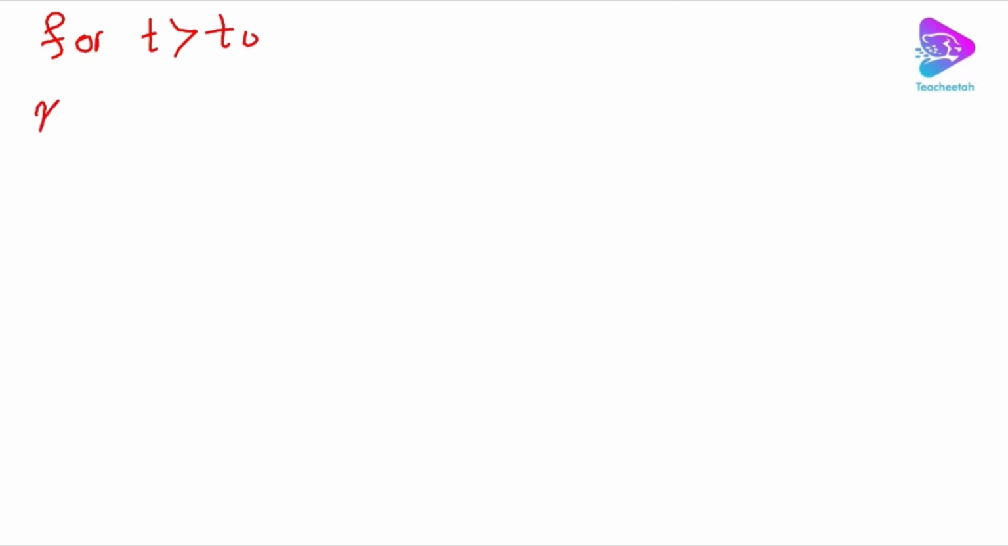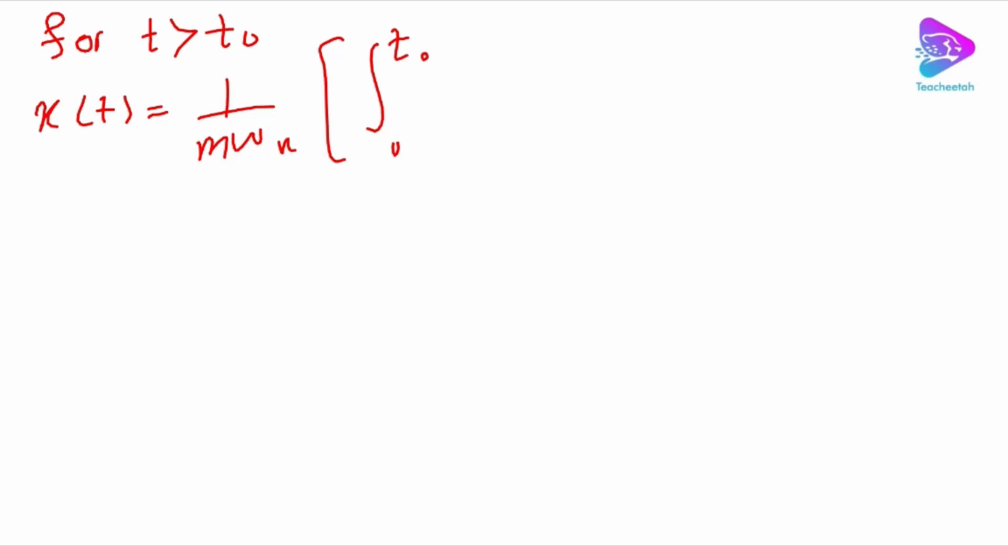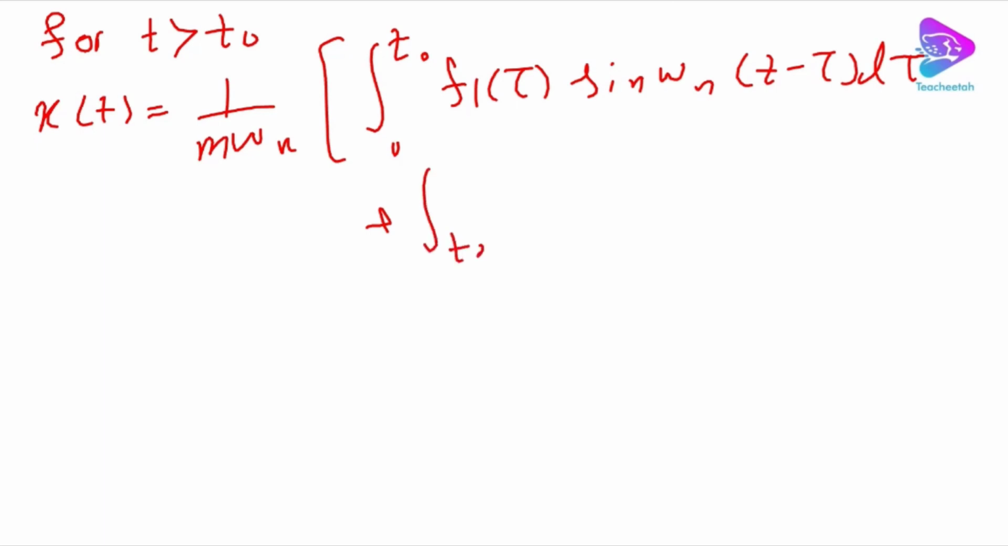Now we just write it like this: x of t is equal to 1 over m omega n times the integral of the first part of the piecewise function, from 0 to t naught, f1 tau sine omega n (t minus tau) d tau, plus from t naught to t, the second component of the piecewise function, which is 0, times sine omega n (t minus tau) d tau.